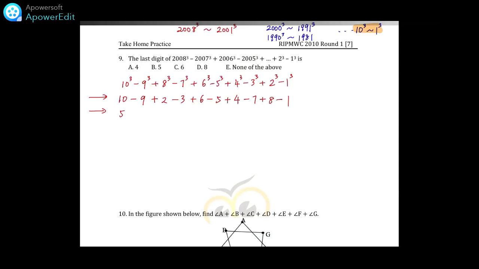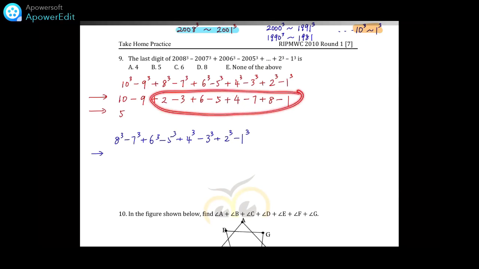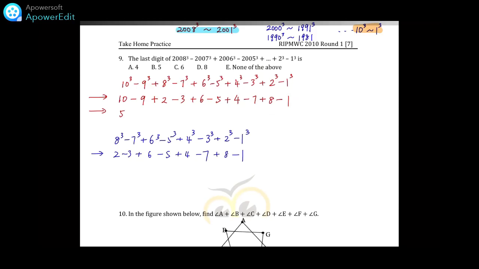And for the other group that's not complete, this one is from 8 cube all the way to 1 cube. So again, you look for the last digit, where you can just copy down from here. 2 minus 3 plus 6 minus 5 plus 4 minus 7 plus 8 minus 1. We find that the last digit is 4.